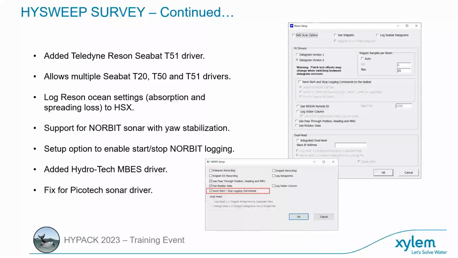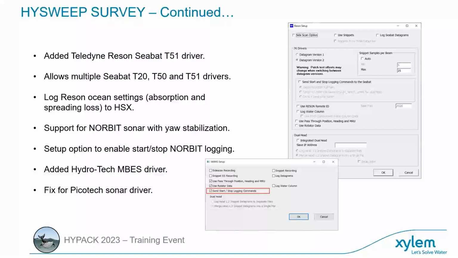And then log Reson ocean settings. So we've done the absorption and spreading to the HSX file. We're also supporting the Norbit sonar with the yaw stabilization. And then we added the option for the start-stop Norbit logging. So we've always had that with the Reson systems. Now it's with the Norbit as well.